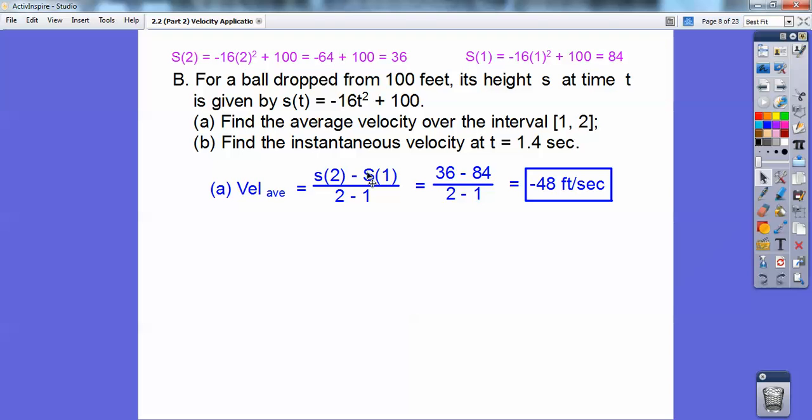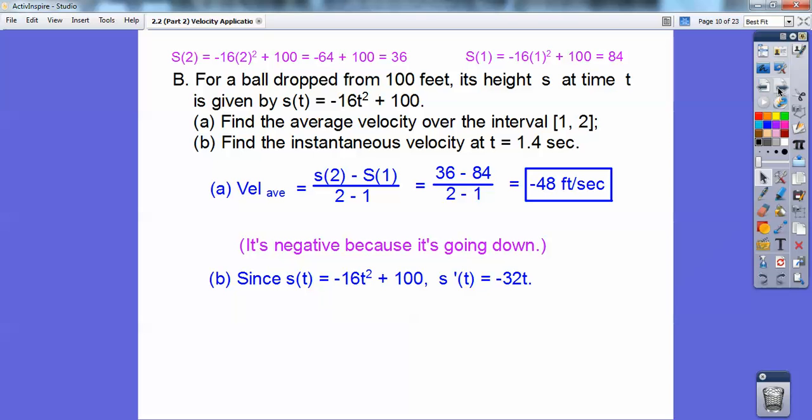Okay, so I do s of 2 minus s of 1. I did that up here. So it's 36 minus 84 over 2 minus 1, which gets me negative 48. Don't just write negative 48. Put it in terms of the context of the problem, you guys. So negative 48 feet per second, okay? Because it's talking about feet, and it's talking about seconds, so negative 48 feet per second. And it's negative because it's going down.